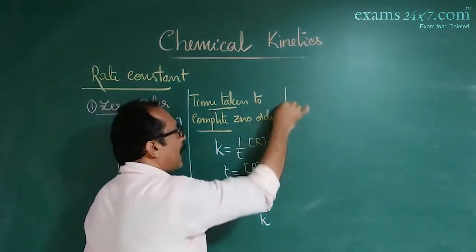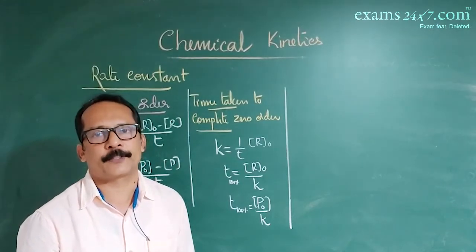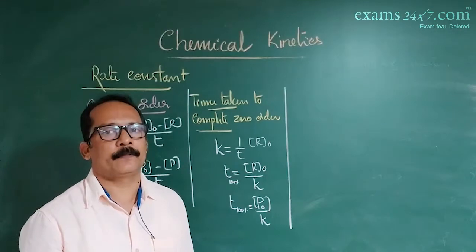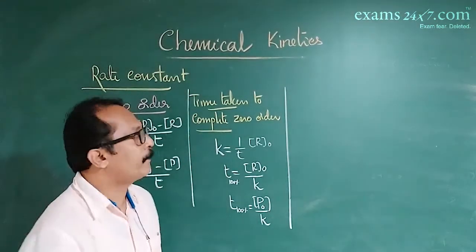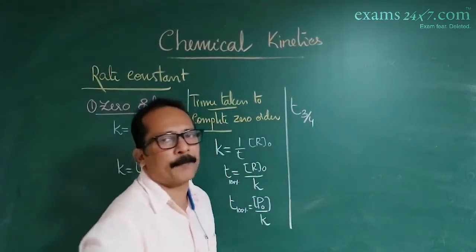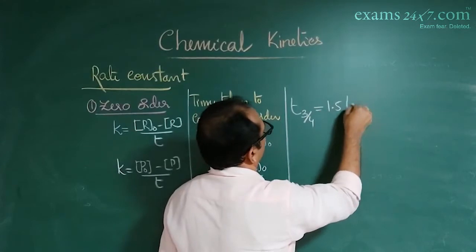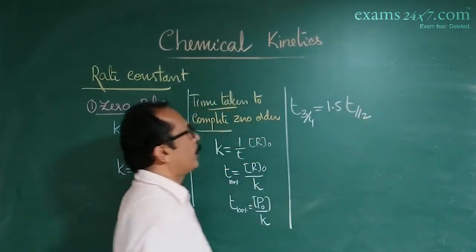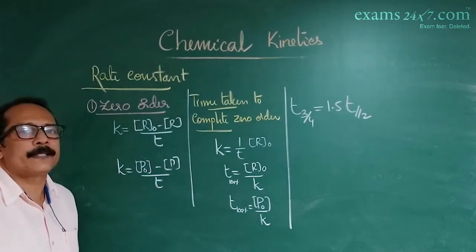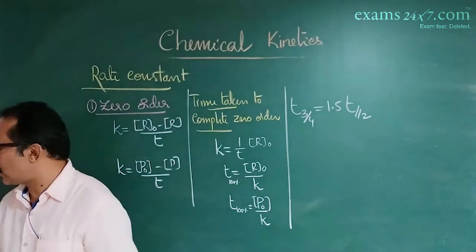And one more, the time taken to complete 3/4 of the reaction is equal to 1.5 times the time required for 50%. So here 3/4 means 75%. It is equal to 1.5 T half. So all these are about zero order reaction. Next we will move on to first order reaction.